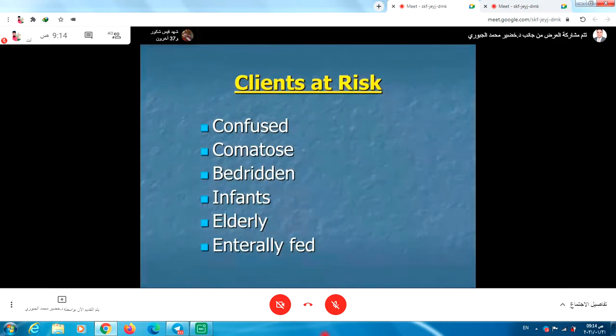Clients at risk of dehydration: the confused one, the comatose. These will have more effect of dehydration than the other people. The bedridden, someone lying in bed. Infants, elderly, and internally fed. Internally fed, some call it parenteral nutrition, which we will discuss in the future, total parenteral nutrition. Those groups are more at risk than the other population.